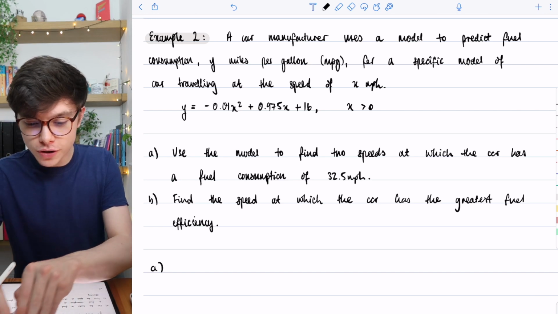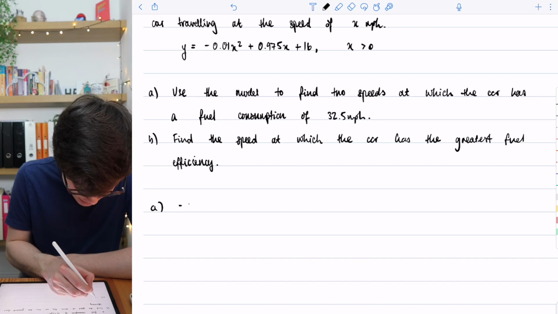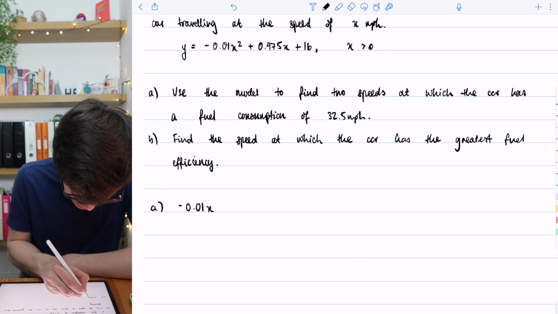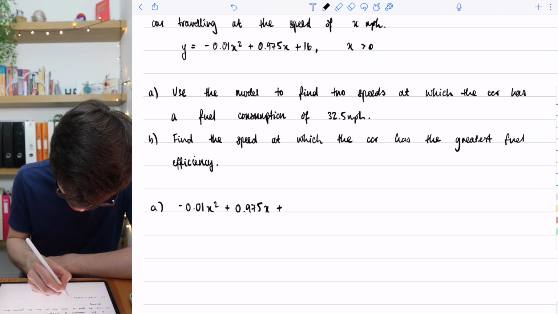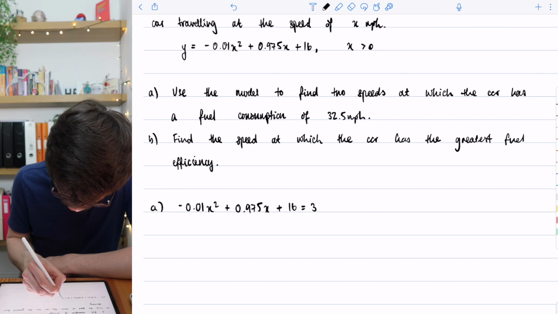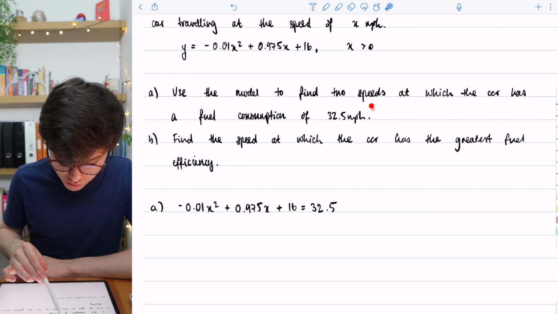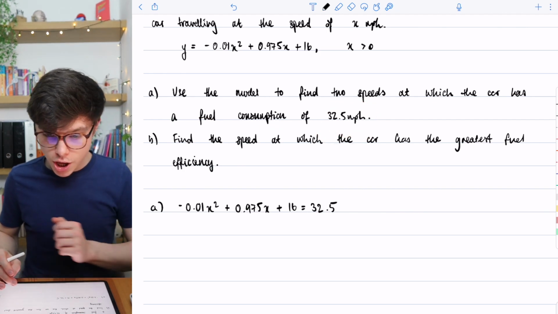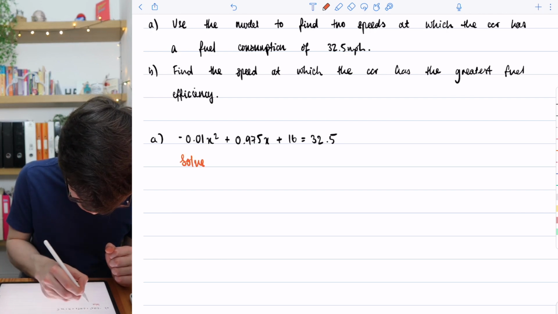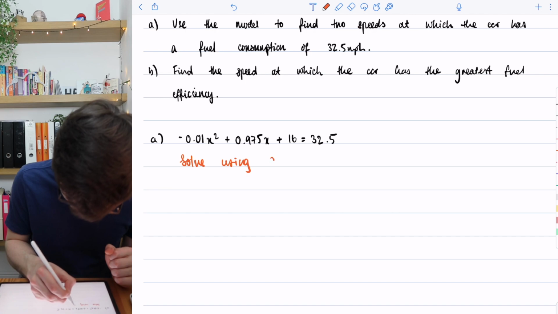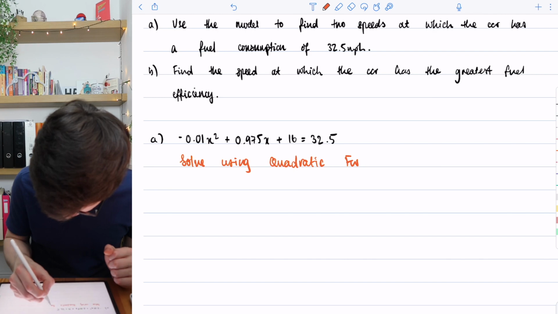Okay, I have done this answer, so I'm going to have the answer in front of me. So, minus 0.01x squared plus 0.975x plus 16 is going to be equal to 32.5 for part A, okay, because the fuel consumption is 32.5. So what I'm going to do is I'm going to solve this, and again I'm going to solve using the quadratic formula.